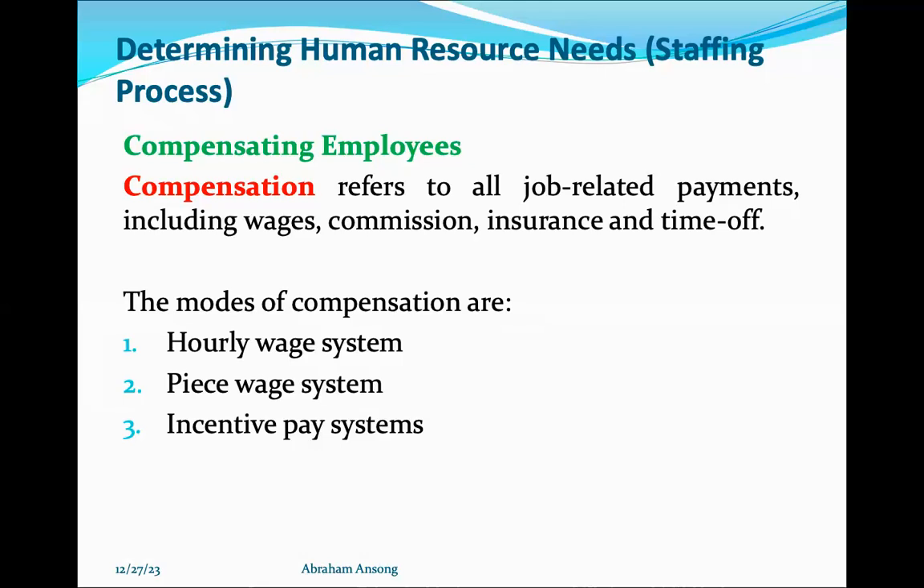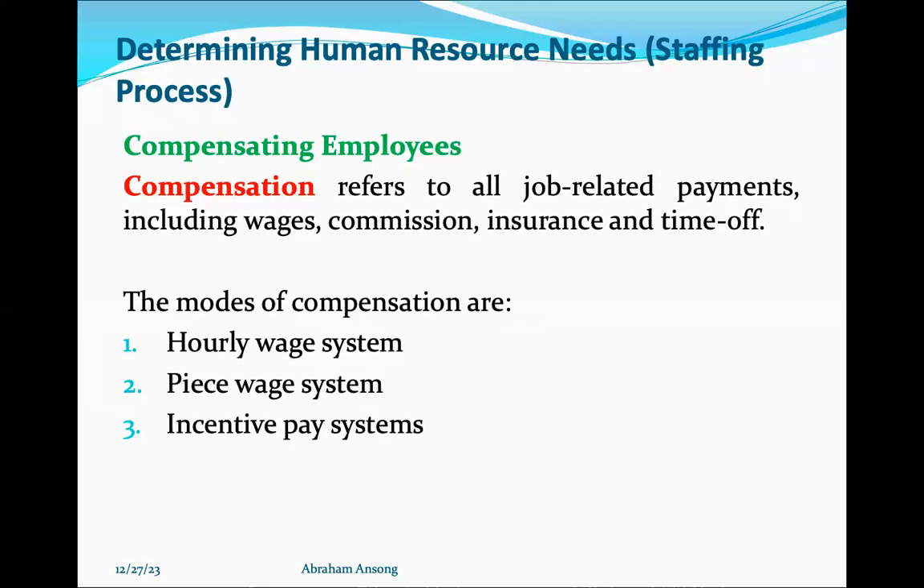Yes, this is also critical if you want to get the best out of your employees. So for the modes of compensation, you could use the hourly wage system, where payments are made based on hours worked. You could use the piece wage system, where payment is made based on units of production. So it depends upon the kind of work.